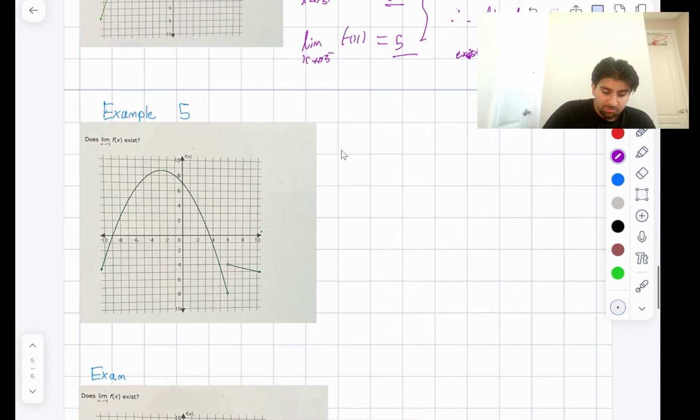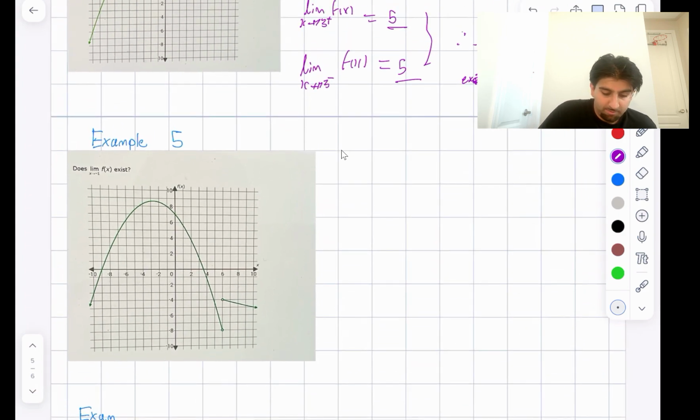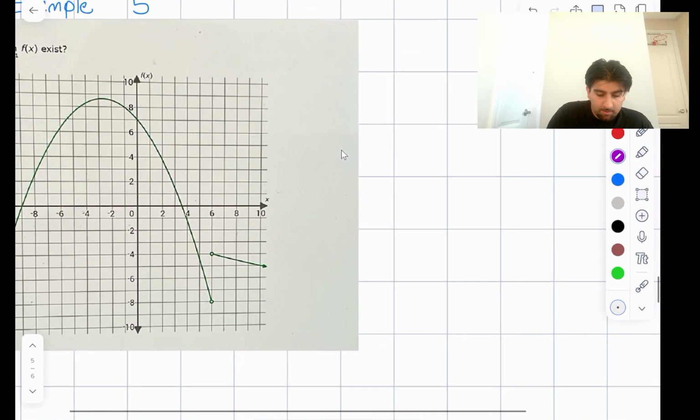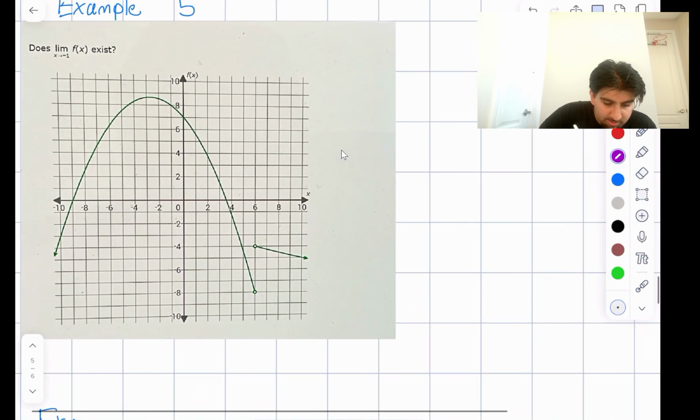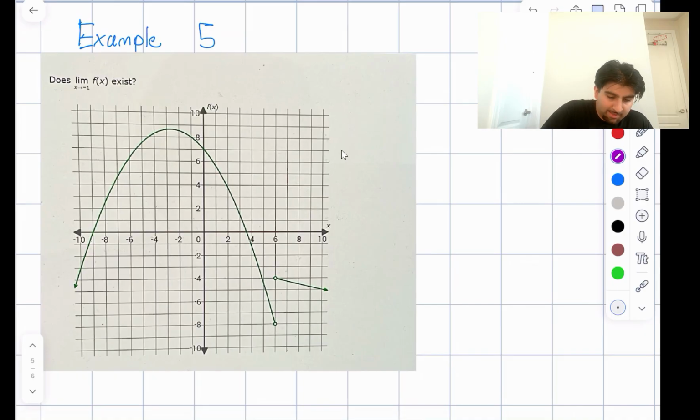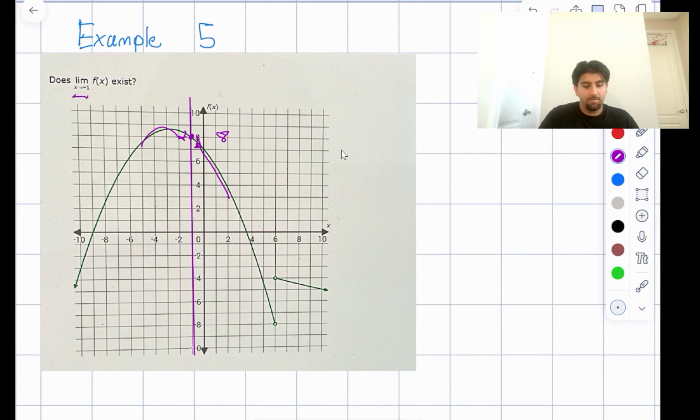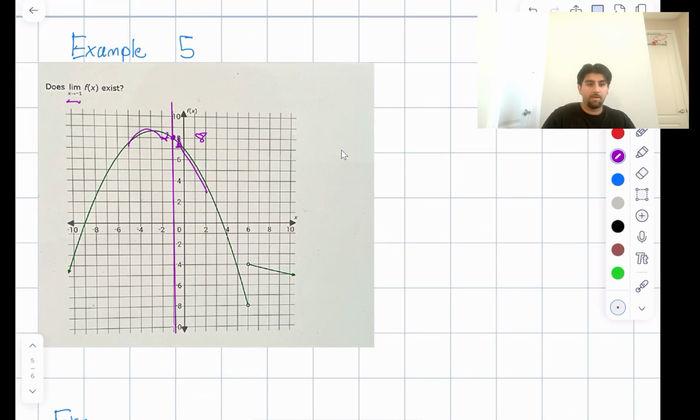Okay, let's try this question. Example 5. Does the limit of f of x exist? Okay. So as x approaches, let's be careful here, it says as x approaches -1. From the left side and from the right side, they both converge at 8. So 8 is unique, 8 is finite, and both limits from both sides exist. So yes.